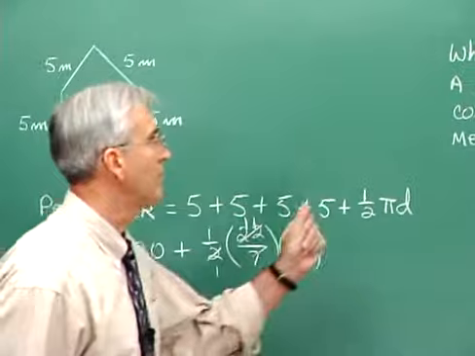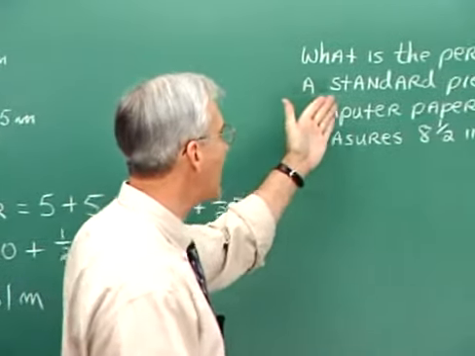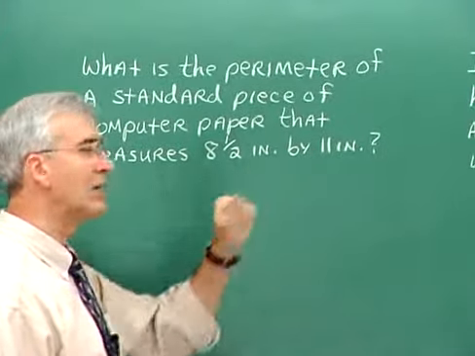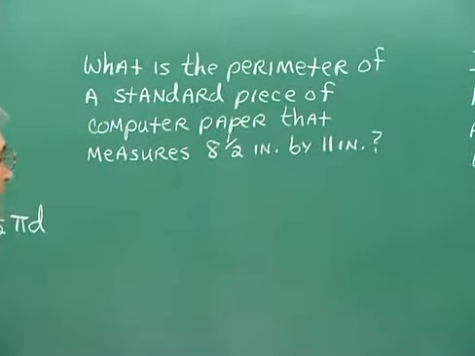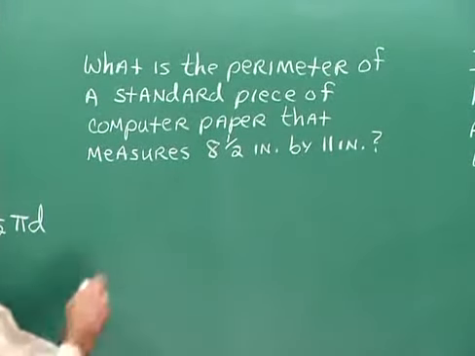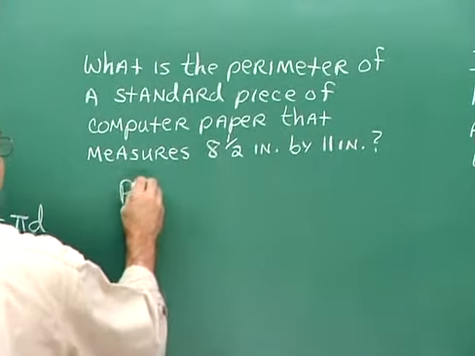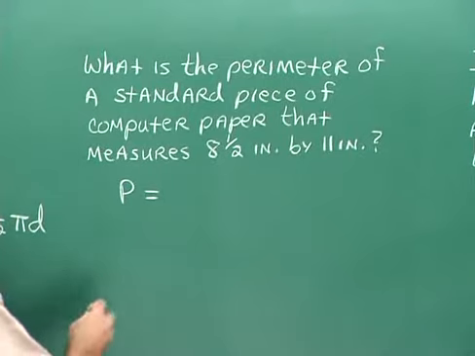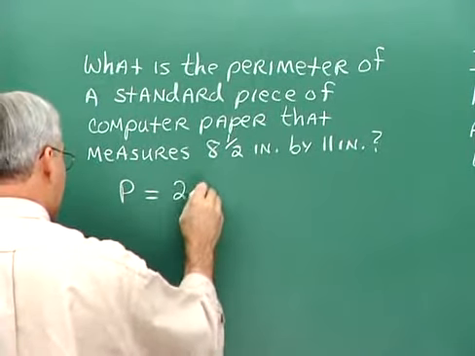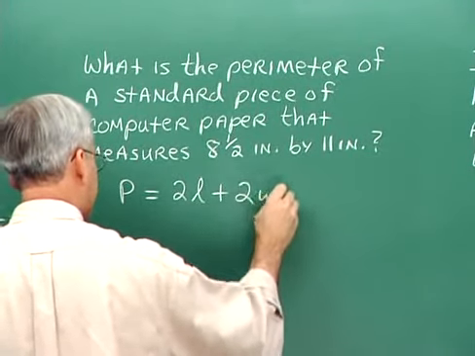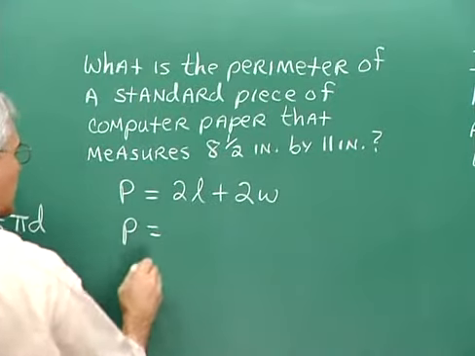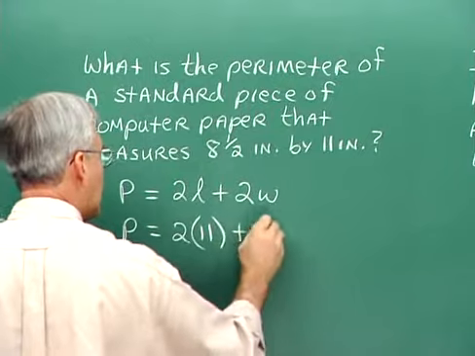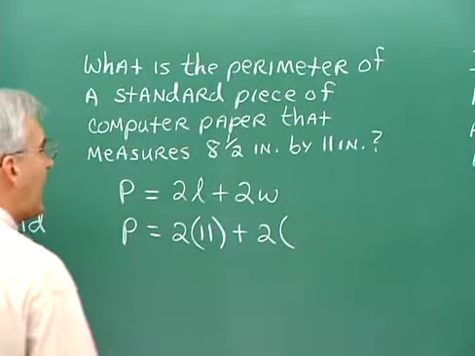Here's a word problem. What is the perimeter of a standard piece of computer paper that measures 8.5 inches by 11 inches? 8.5 by 11 sheet of paper. Well, let's see, perimeter is, it's rectangular, you see, so we use the formula for finding the perimeter of a rectangle. Perimeter is 2L plus 2W, and now replace the letters with numbers. We have 2 times the length is 11, plus 2 times the width is 8.5.